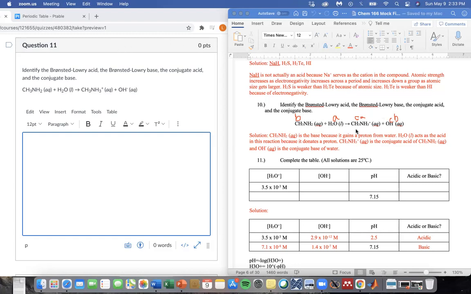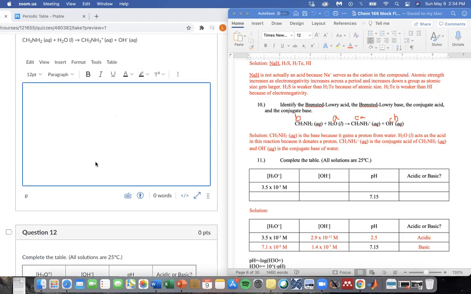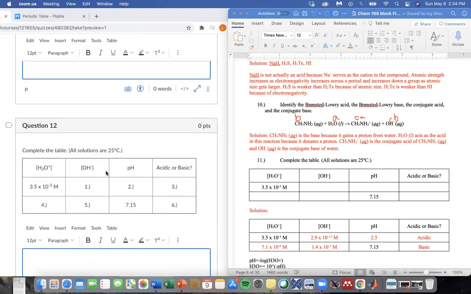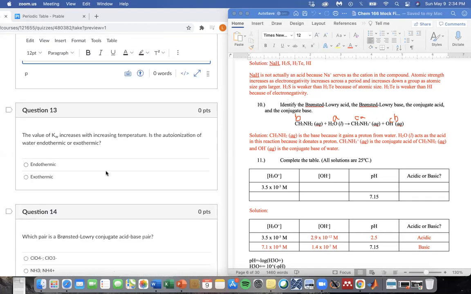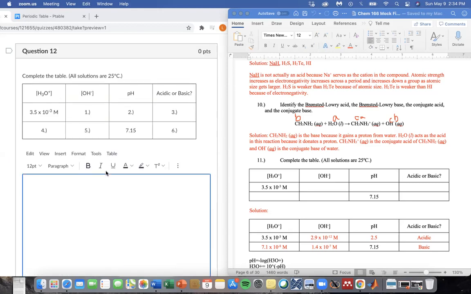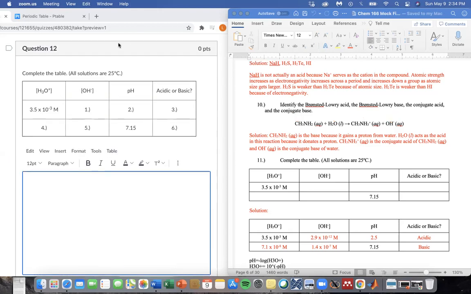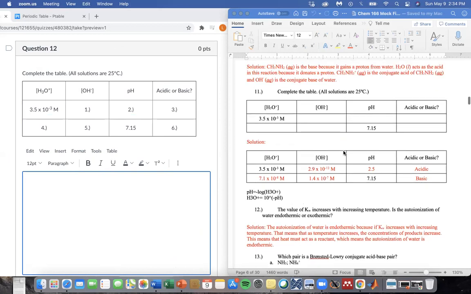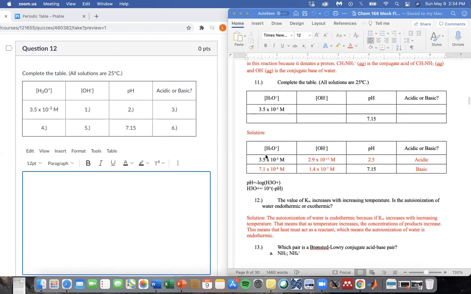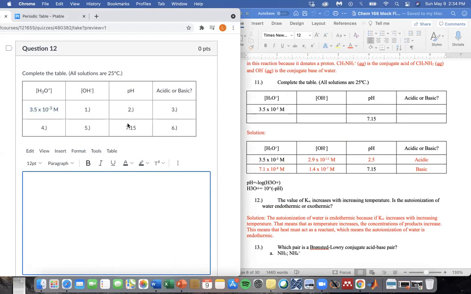Now CH3NH3 plus is acidic because it has an extra proton it can donate, and OH minus can take on another proton, so it's a base now. Hopefully that one was okay. Now we're getting further away from acid strength and more into the actual calculations for acidity. For the table here, you had to use the information in the table to fill in the rest of the information in the table.